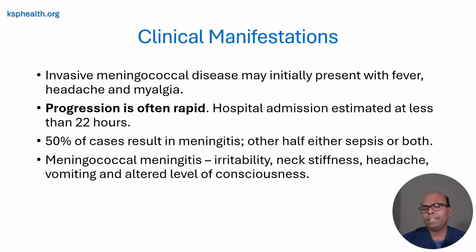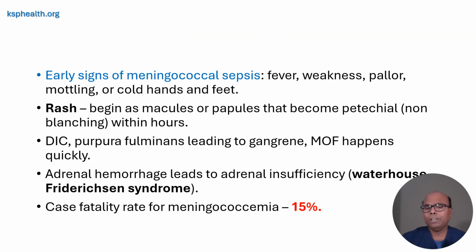Invasive meningococcal disease may initially present with fever, headache, and myalgia. The progression is often rapid. Hospital admission usually occurs within 24 hours. 50% of the patients have meningitis, and the other half can have sepsis or both sepsis and meningitis together. Meningococcal meningitis will have typical signs of meningitis like irritability, neck stiffness, headache, vomiting, and altered level of consciousness. The early signs of meningococcal sepsis are fever, weakness, pallor, mottling, or cold hands and feet.